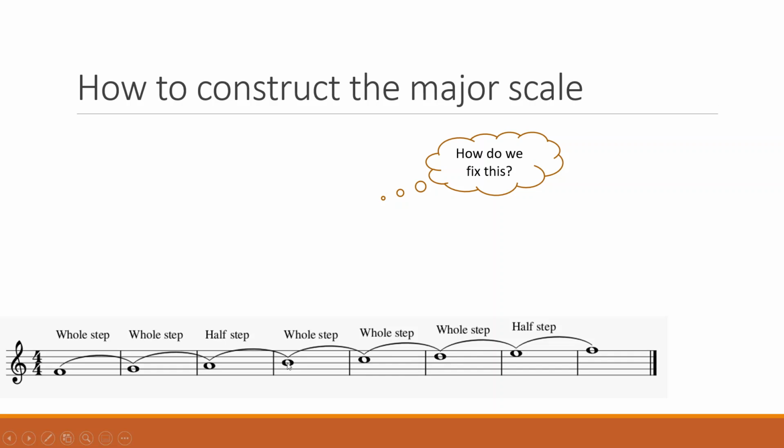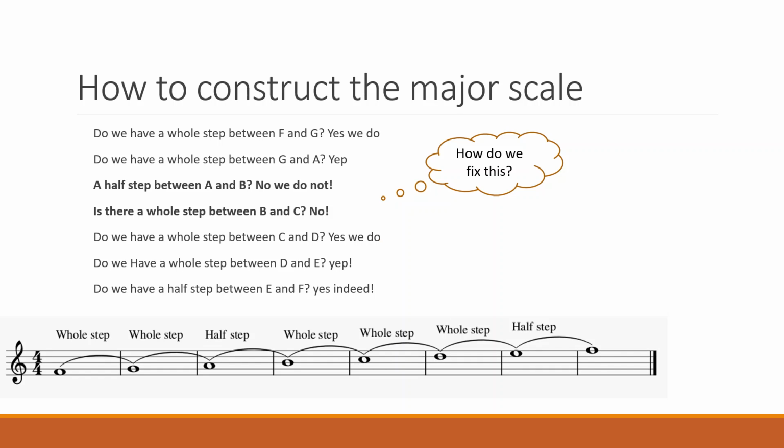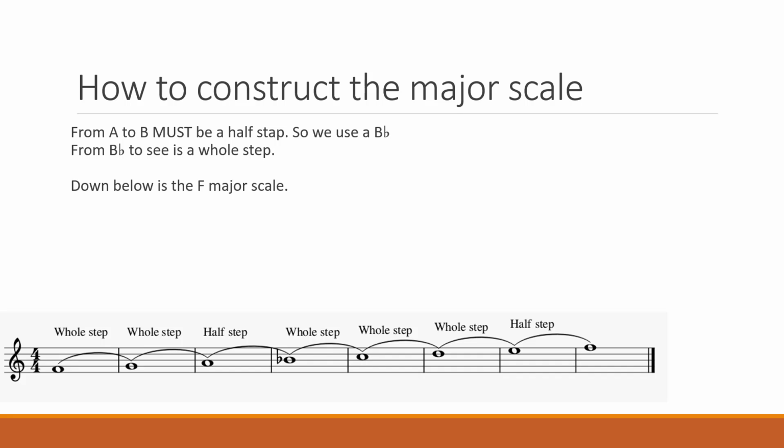From A to B must be a half step, but that's actually a whole step, so that's not correct. And then from B to C must be a whole step, but that's now a half step. So that's also not correct. The rest is fine. So how do we fix this? Again, from A, we must have a half step, and then we go to A sharp, or B flat. So we play a B flat. And here we now have the F major scale: F, G, A, B flat, C, D, E, and F.